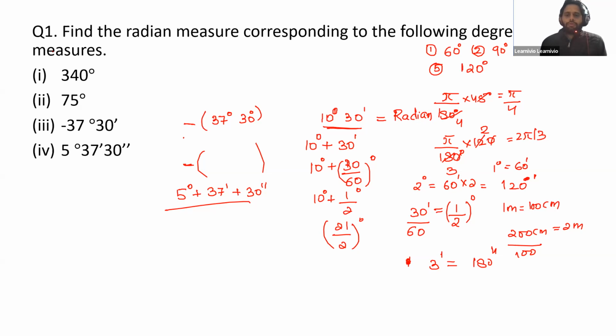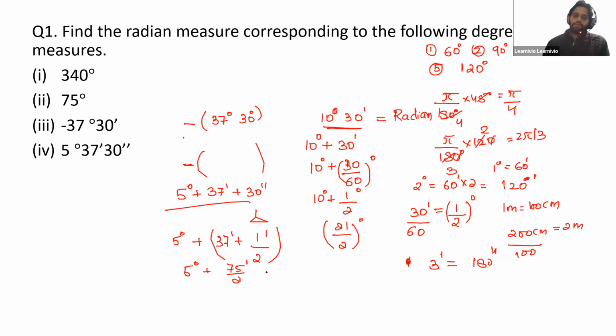No, Yusra, that's not correct. 30 seconds, if you convert this into minutes, you will get 1/2. Yeah, right here, 1/2 plus 37. This is in minute, this is in minute. Add these two. After that, convert that into a degree. So 5 degree plus this will become 75/2. Okay, 75/2 minutes.